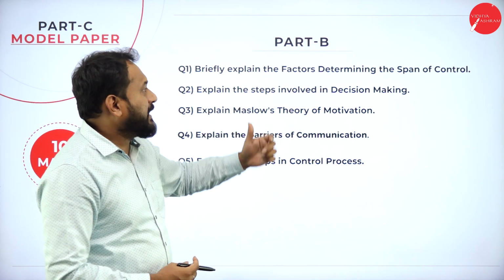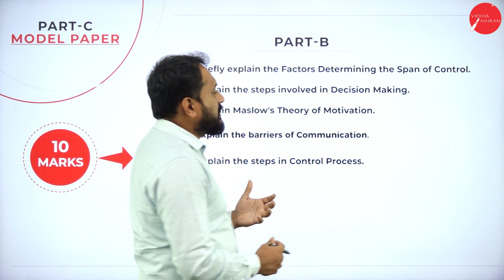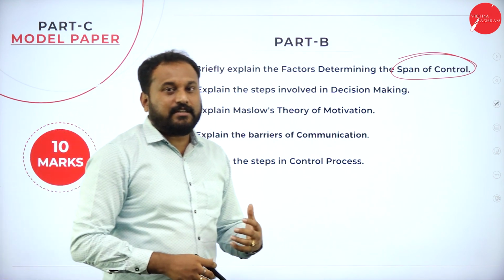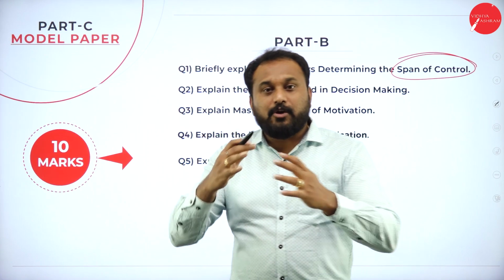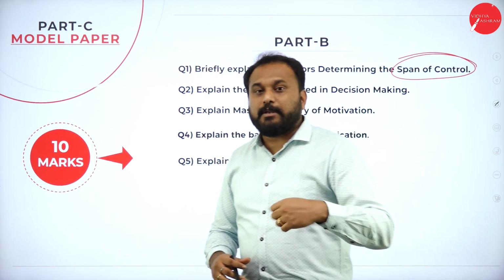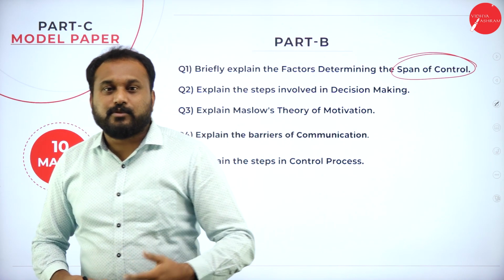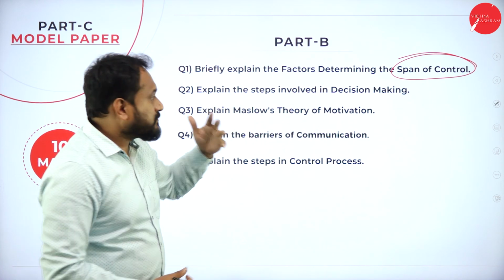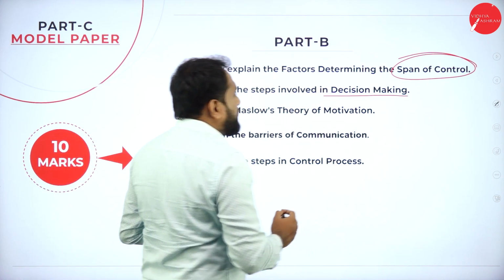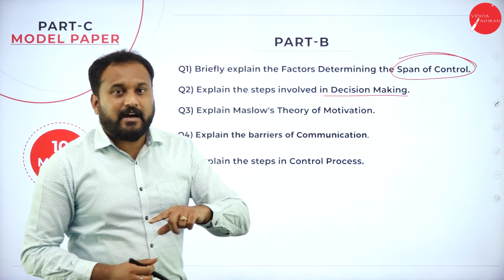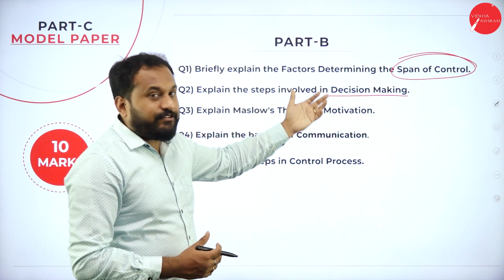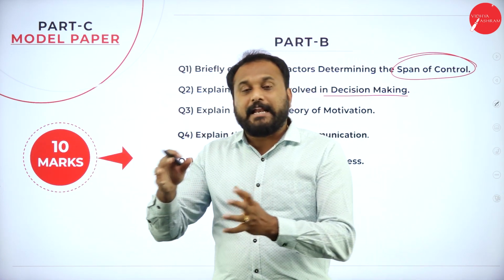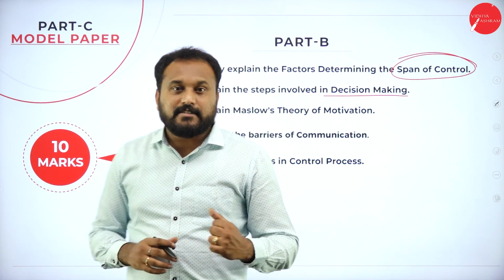Now here, briefly explain the factors determining the span of control. The span of control comes from the chapter called organizing. It means how many people you are supposed to control and how many people will be taking orders from you. When you go with the next one, steps involved in decision making, understand again, in the planning chapter you have two things: one is planning, another is decision. When you get planning for 15, you get decisions for 10 and vice versa. If you get decisions for 15, you get planning for 10. That is how you are supposed to understand.